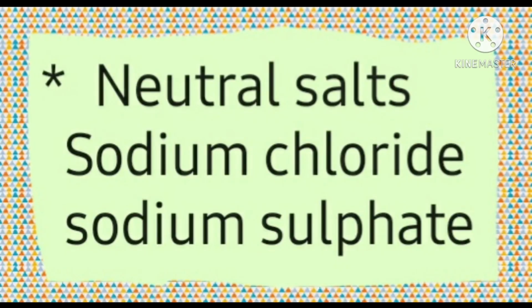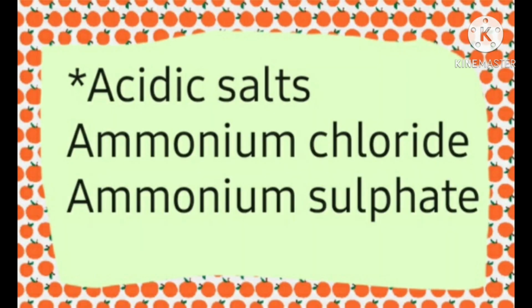Salts can be of three types: neutral salts, acidic salts and basic salts. Those salts which form a neutral solution on dissolving in water are called neutral salts. For example, sodium chloride, sodium sulphate, etc. The solution of a neutral salt has no effect on any litmus.